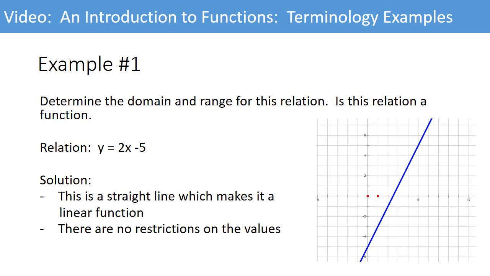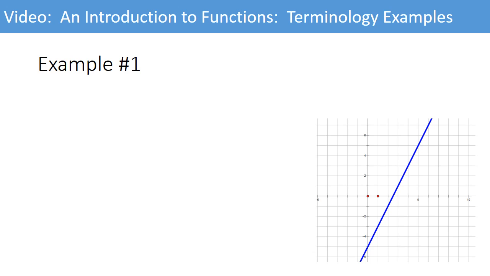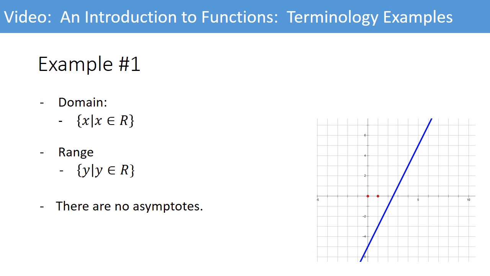There are no restrictions on the values that can be chosen for x and y. This means that the domain is the set of x such that x is an element of the real numbers. The range is the set of y such that y is an element of the real numbers. There are no asymptotes as there is no curve.